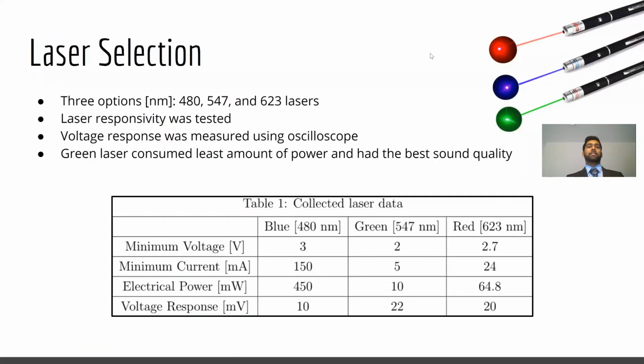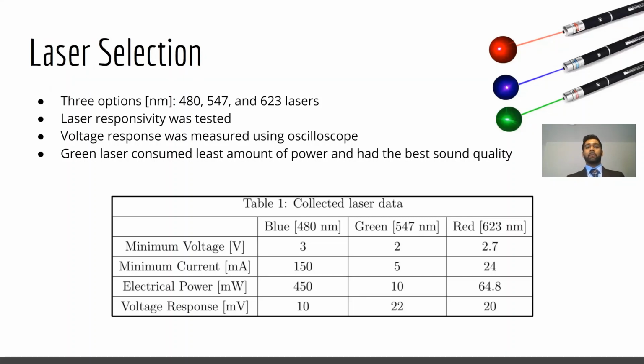Since a solar panel is to be used as the photosensor for the receiving subsystem, it is important to figure out which laser the solar panel will respond to best. The three lasers we ordered had wavelengths of 480 nanometers, 547 nanometers, and 623 nanometers. Each laser was connected to a power supply, then shined onto the solar panel, which was connected to an oscilloscope. The oscilloscope measured the voltage response of each of the lasers respectively. This collected data is summarized in Table 1, where you can see each of the lasers.